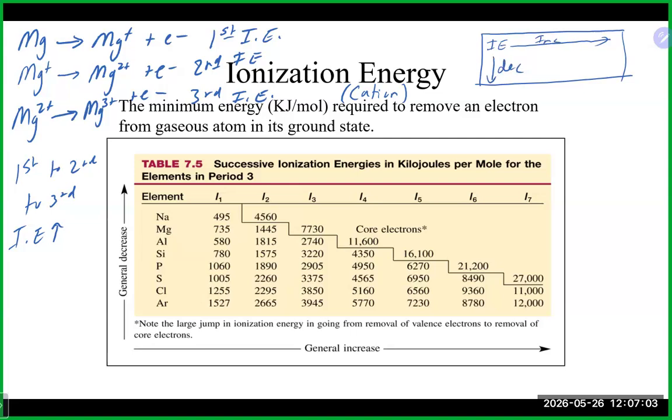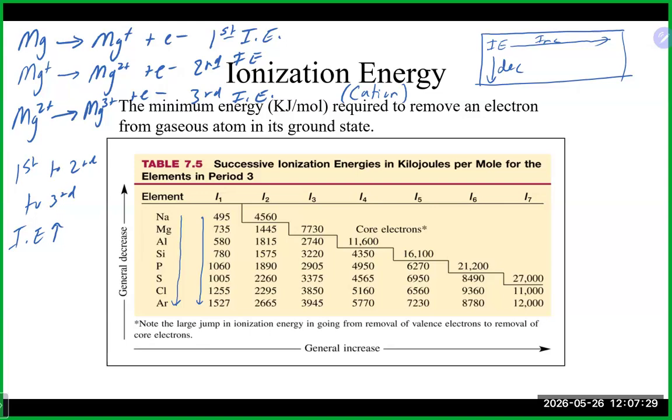And that's what we can see here as well. If we look at these values right here, this is going across period number 3 on the periodic table. As you go across period number 3, you can see an increase in the first ionization energy. Again, 493 for sodium up to 1527 for argon.